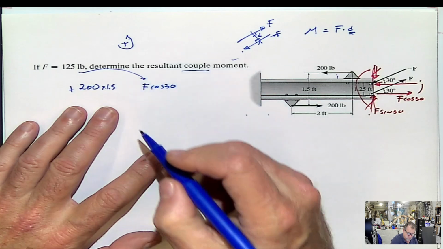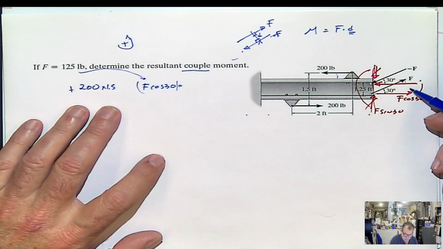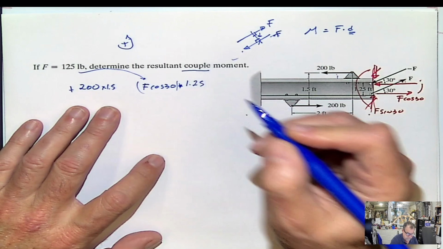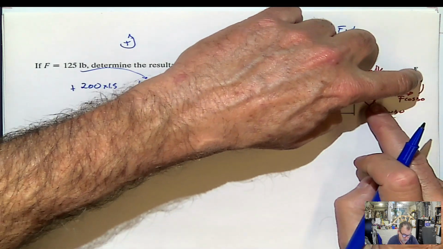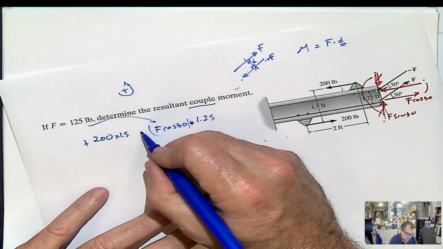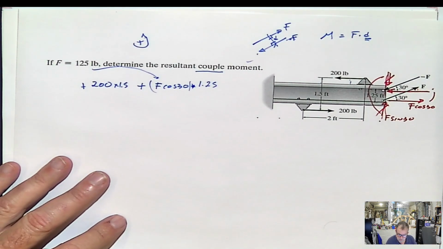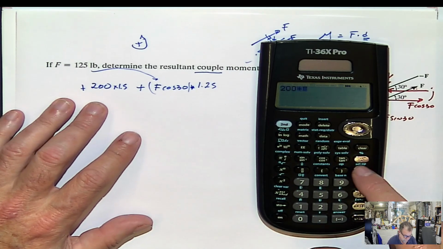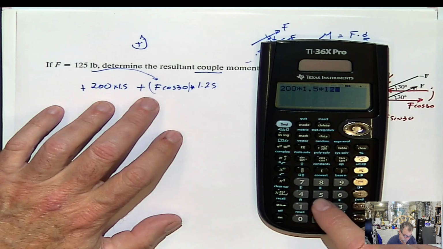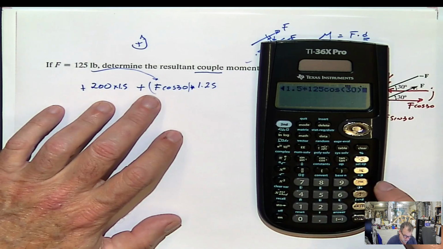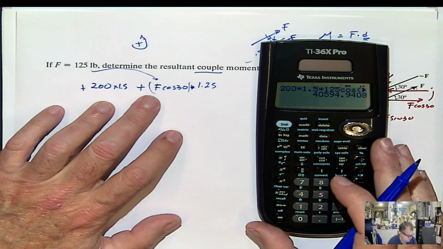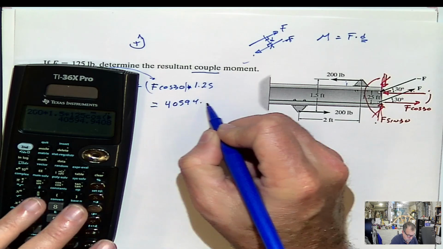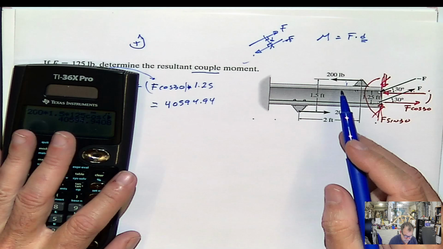Remember, force is 125. I have to multiply this by the distance between them, which is given as 1.25. On the rotation, if I apply this force in this way and this force in this way, it's going to rotate like that, and that is positive as well. So we just have to solve that: 200 times 1.5 plus 125 cosine 30 times 1.25, and that will be 40594.94. What units are these? Pounds per foot.